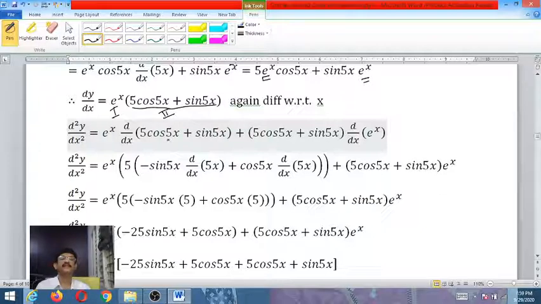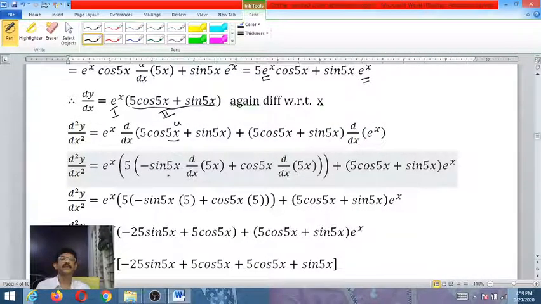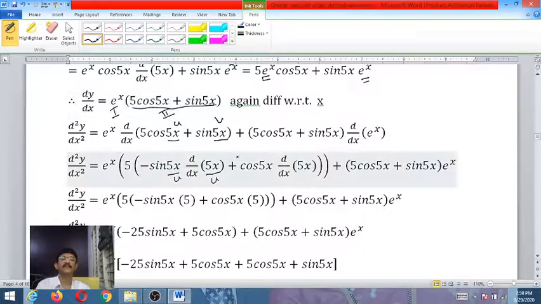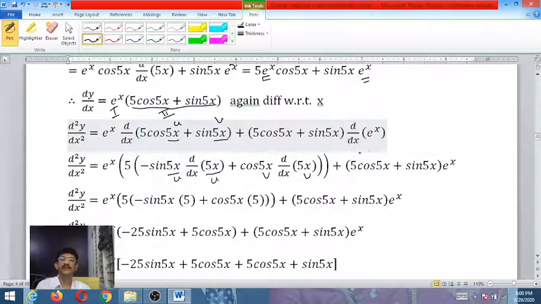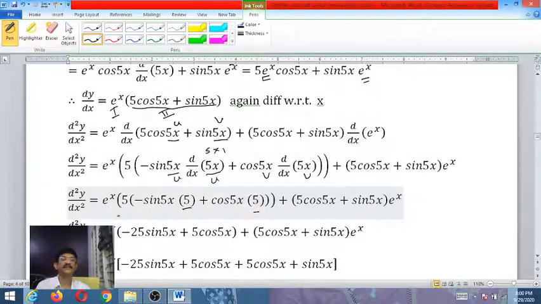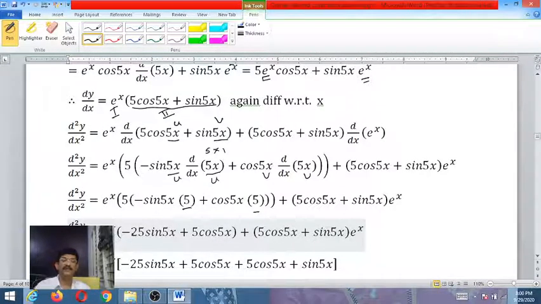Look at this 5x. Can we consider this as u? Cos u derivative is minus sin u into derivative of u. Here sin 5x. Let us consider this 5x as some v. Sin v, cos v into derivative of v. So here e power x derivative is e power x. Now look at what is the derivative of 5x? It is 5 into 1. 5 into 1 is 5. Here it is 5. So 5 into 5, minus 25. This is 1. So entire thing is this.